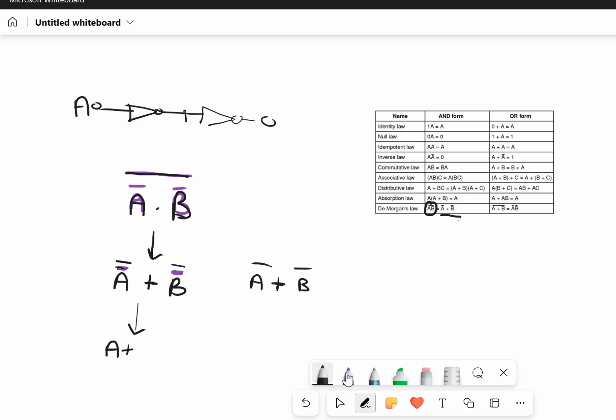Let's look at B. We've got the same, we've got two NOT gates for B. So I'm going to get rid of those, double negation. And there we have it. We've now simplified our circuit to be A or B. We are saying that A or B is the same as if we were to put something through a logic gate. So let's draw this out.